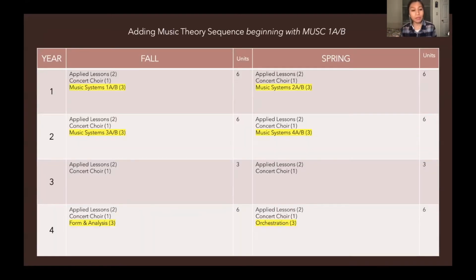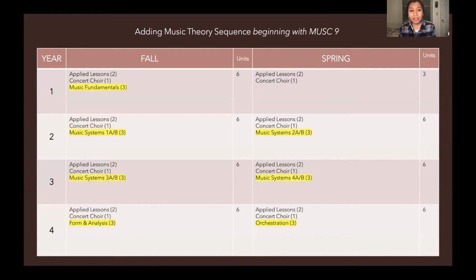So if we're starting the music theory sequence with music systems 1A and B, this is what your 4-year plan will start to look like. You've got your music systems in your lower division years, and then you'll add form and analysis and orchestration later on. I chose to put form and analysis and orchestration at the bottom in my last year so that just in case something happened and I needed to retake a class, I would have that 3rd year to make up.